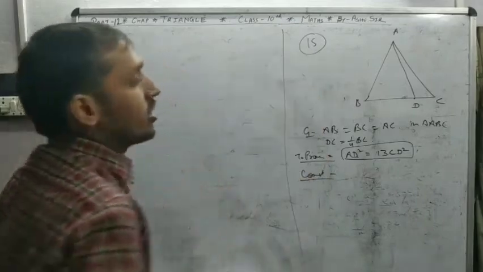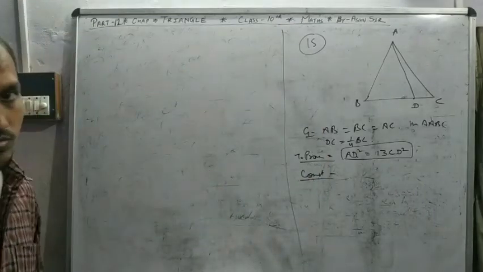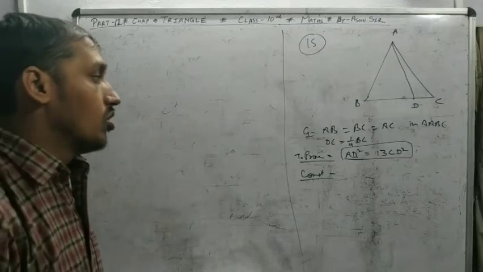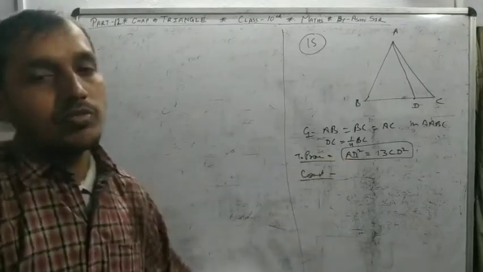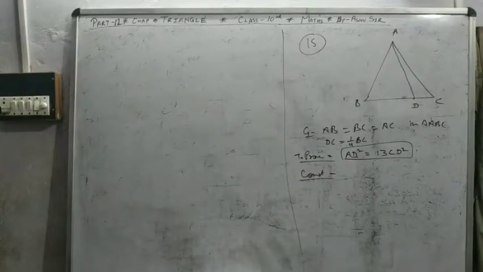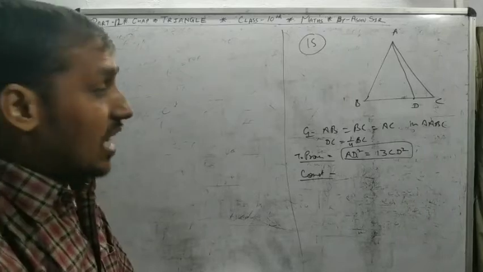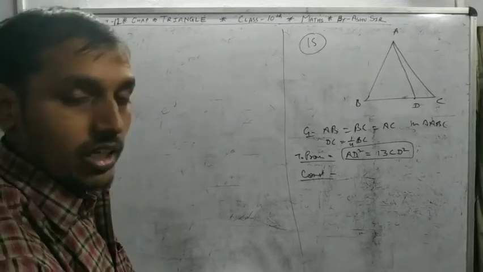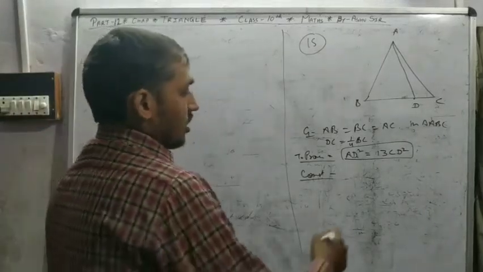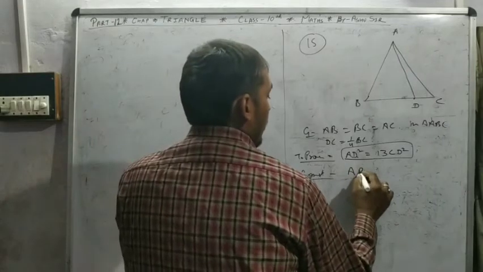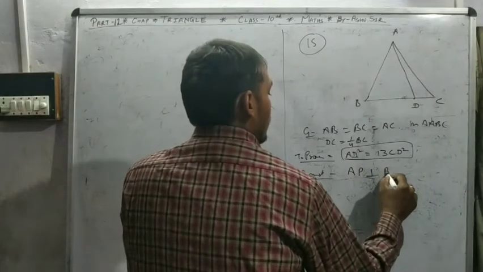Here you have to think about the logic, why we construct them? Because you know squares mean we want to use the Pythagoras theorem for proving this question. And in the Pythagoras theorem, we want a right angle. Here there is no right angle. So first we construct AP perpendicular on BC.